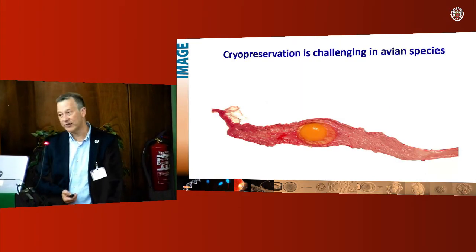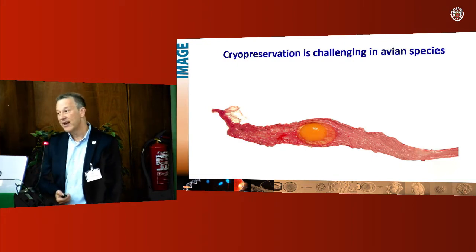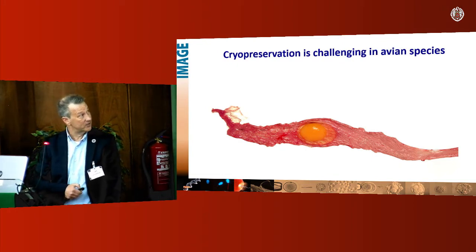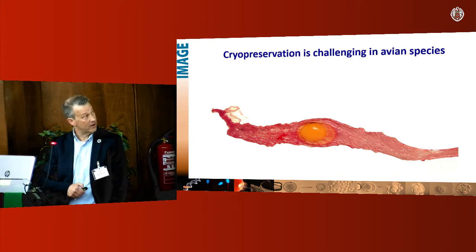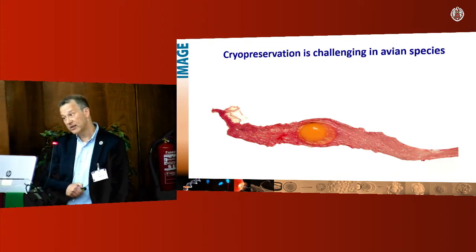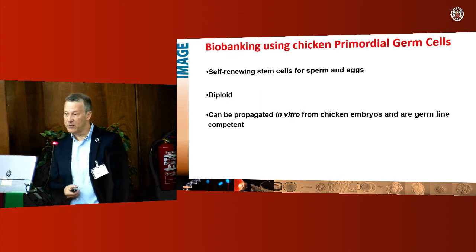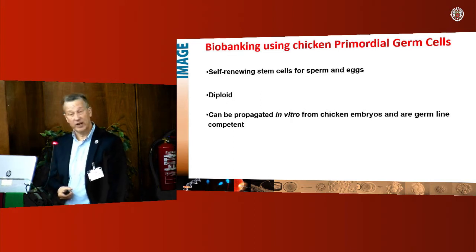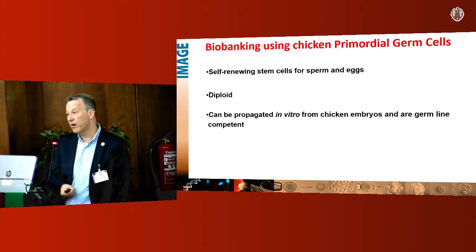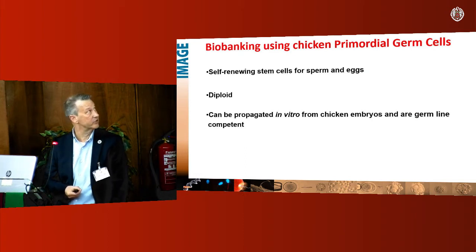The problem we're trying to address is that cryopreservation is very challenging in avian species, and that's due to the structure of the egg or the oocyte, which contains a large amount of yolk or lipid, which makes it impossible to freeze. So what we're trying to develop is the use of chicken primordial germ cells, or primitive germ cells from the embryo, to biobank breeds of chickens.